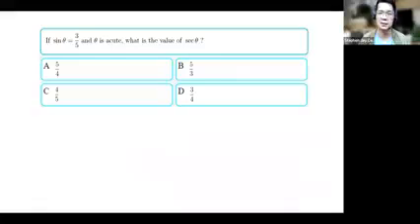Okay, so let's have an example. Can you answer this one? If sine theta is 3 over 5 and theta is acute, what is the value of secant theta? A, B, C, or D?